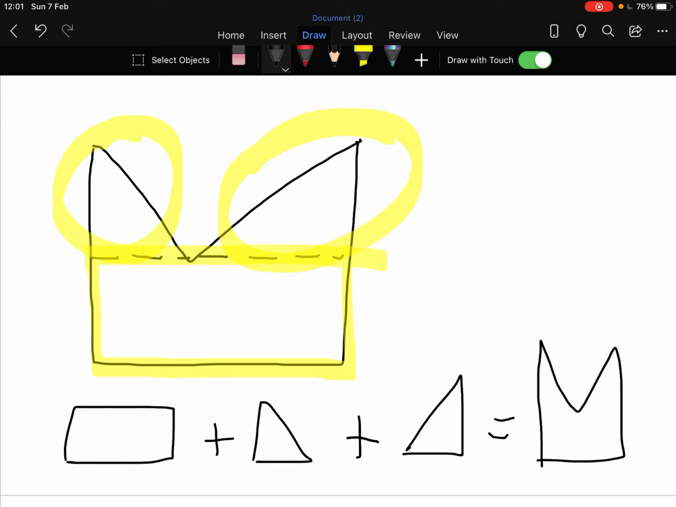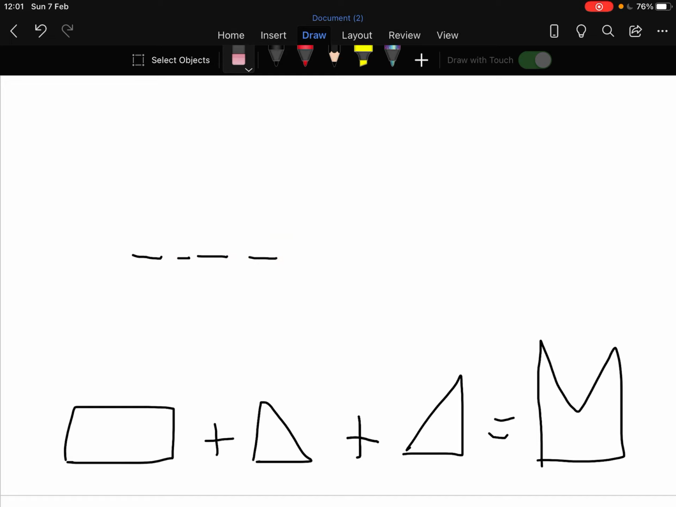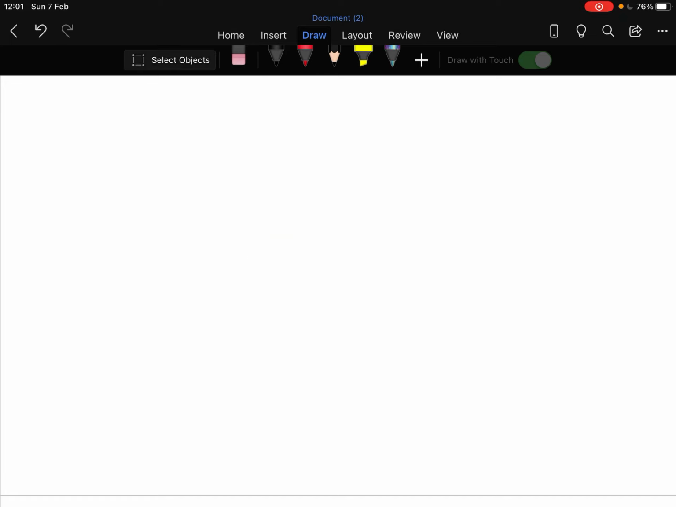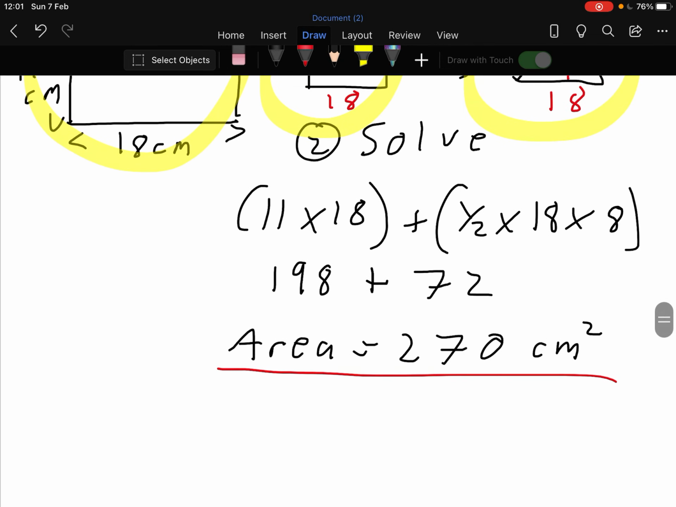So all you do, look at the shape, break it into smaller shapes, break it into simpler shapes, and solve. Okay, that's all you have to do. Break it into the smaller, simpler shapes, and then solve from there. And remember, the triangle is half the base times the perpendicular height.